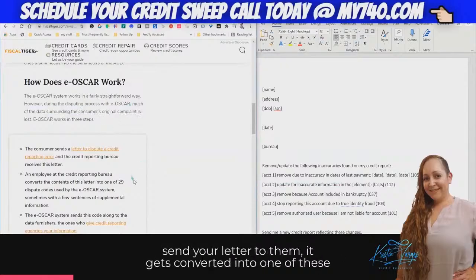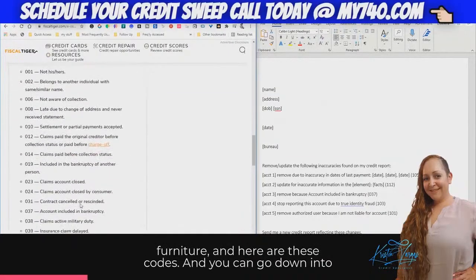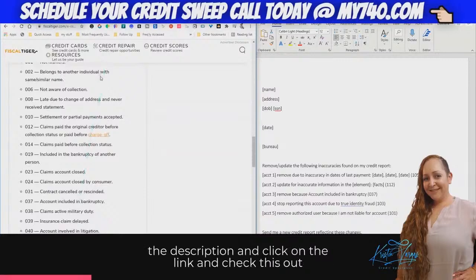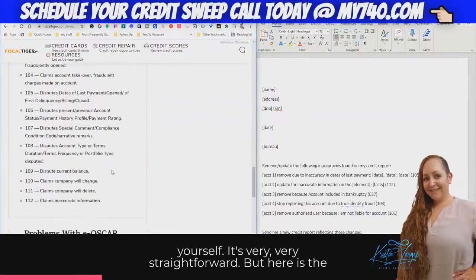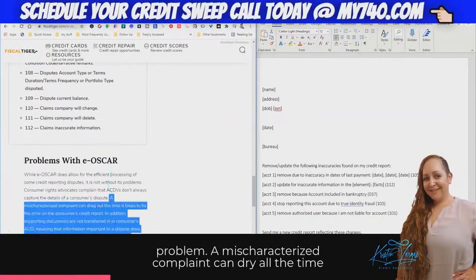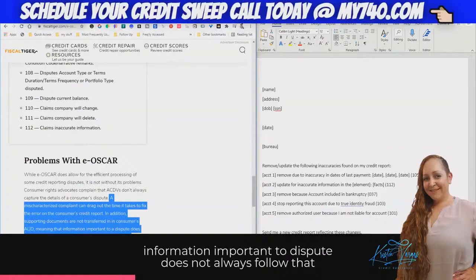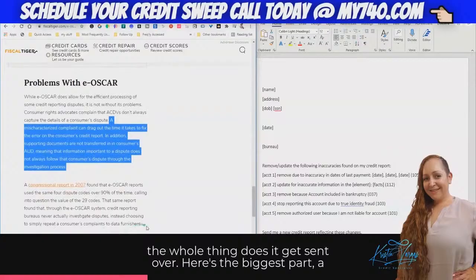You send your letter, it gets converted into one of these 29 dispute codes, and then it gets sent over to the data furnisher. And here are these codes, and you can go down into the description and click on the link and check this out yourself. It's very straightforward. But here is the problem. A mischaracterized complaint can drag out the time to fix an error on a consumer's credit report. This is already a long, complicated process, and information important to a dispute does not always follow through the investigation process because the whole thing doesn't get sent over.